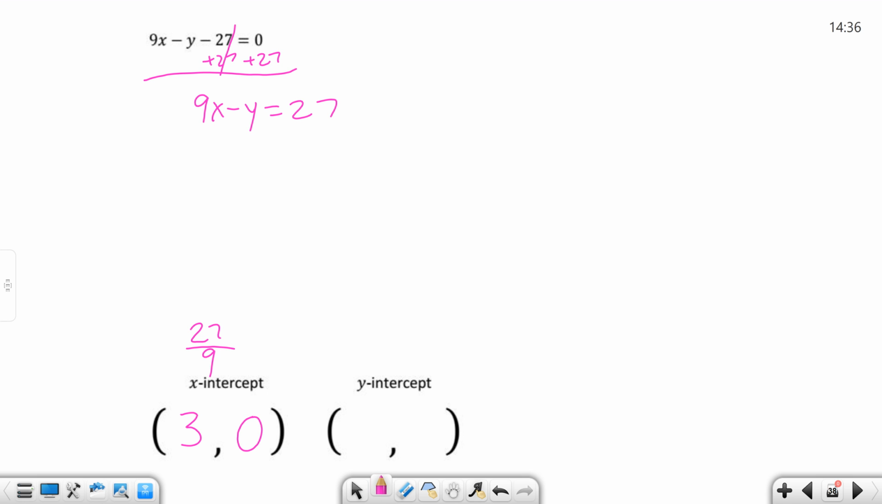So what about the y-intercept? That's when we let x equal 0. And if x is 0, we cover this up, and we get negative y equals 27. So we're going to divide 27 by negative 1. The coefficient of y there is negative 1. When you have a minus, there's a negative, and if there's nothing there, it's understood to be a 1. So that's going to be negative 27. The y-intercept was negative 27, or (0, negative 27).